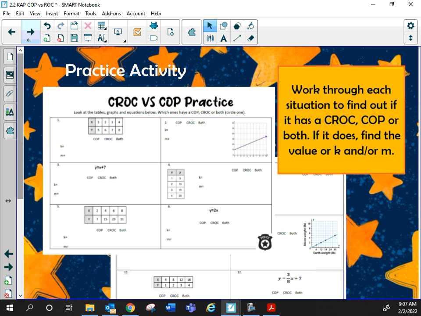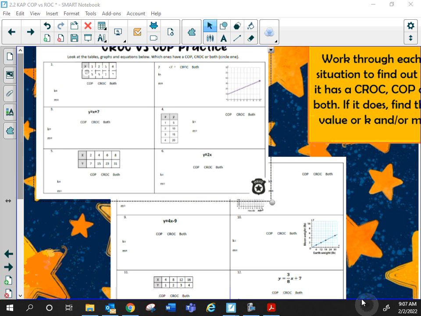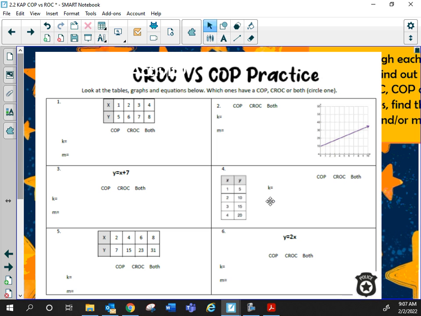So we're going to work through each of the situations to find if it's one, the other, or both. If it does have a constant of proportionality, find it. If it does have a rate of change, find it. Okay, and you'll write it down. So let's just do one together, just so you have an idea, get the flow of things. Okay, so on this number one, I have a table. So let's start with the concept of proportionality. To find k is equal to what over what?